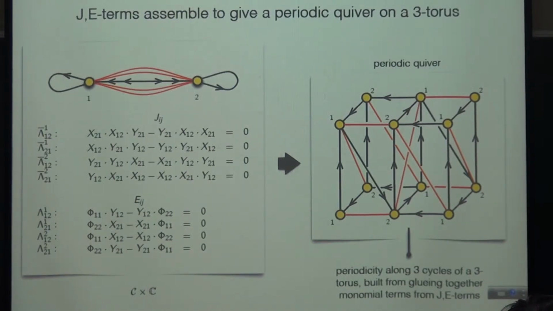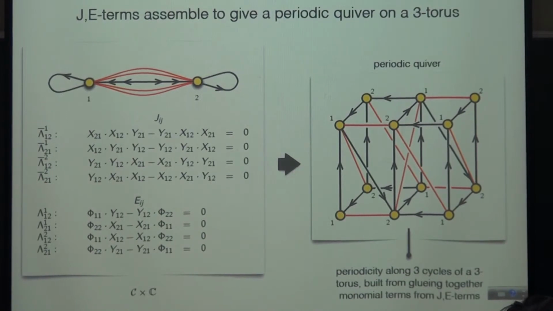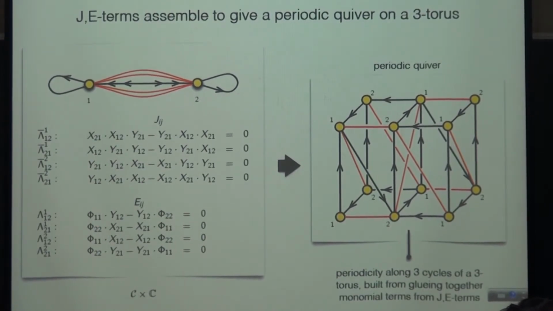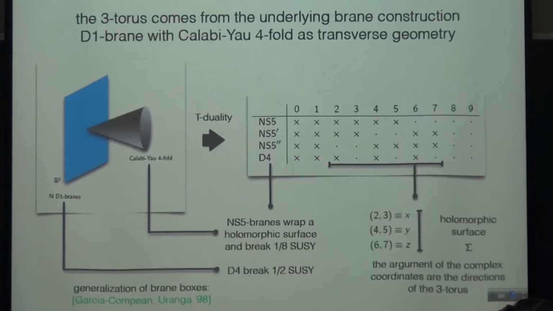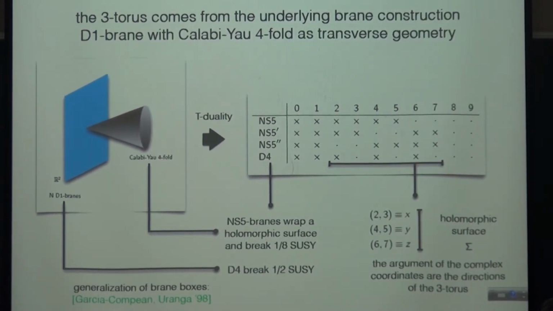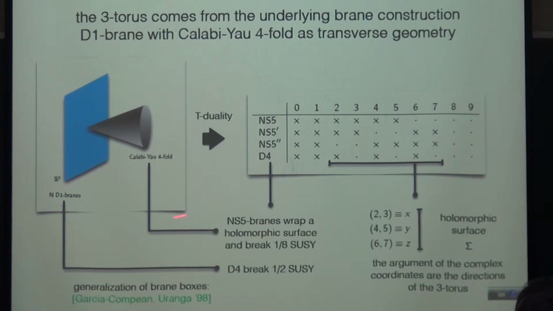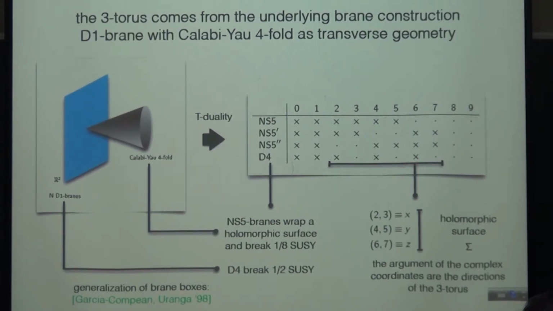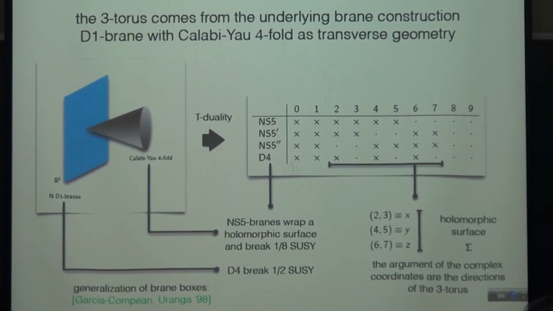So I ended up having a free torus, and the free torus is encoded in the J and E terms and the quiver diagram, the defining data of my 2D 0,2 theory. And in order to answer that question, let me go back to the picture of D1 branes on the Calabi-Yau fourfold. If I T-dualize this picture, I end up having NS5 branes wrapping a holomorphic surface, and D4 branes which are suspended between these NS5 branes.